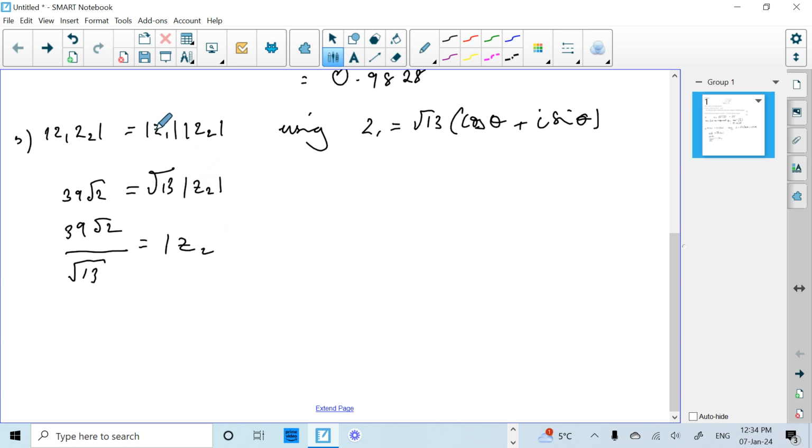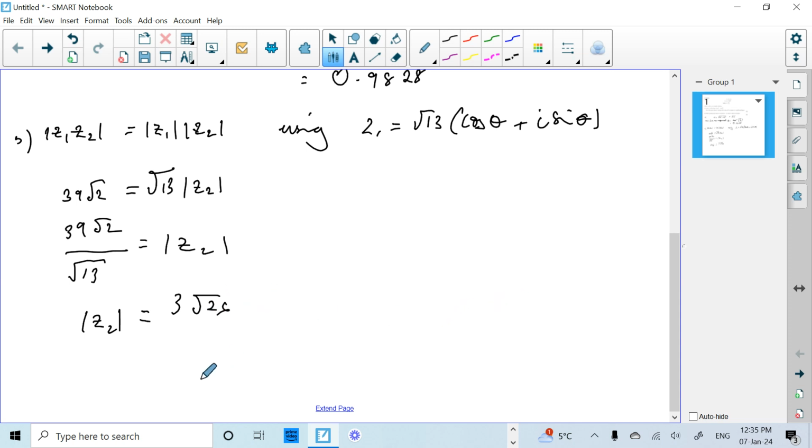So let's make that consistent, making sure that it's not confused with the number 2, the modulus of z2. There you go. So therefore, what's 39 root 2 divided by root 13? Mod z2 is equal to, and of course from your calculator, 3 root 26.